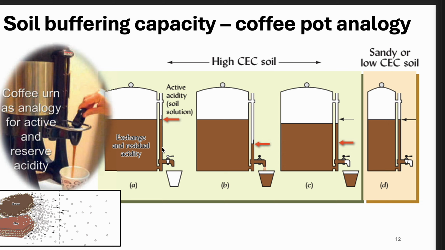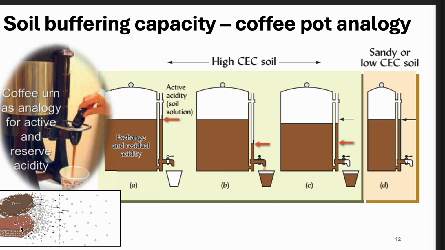Active acidity, or exchange acidity, we can think of in this small vertical pipe. Notice how they're all connected, however. In this small infographic at the bottom here, the same thing can be depicted by this active acidity out in the soil solution, and then reserve acidity bound to those clay and humus particles.